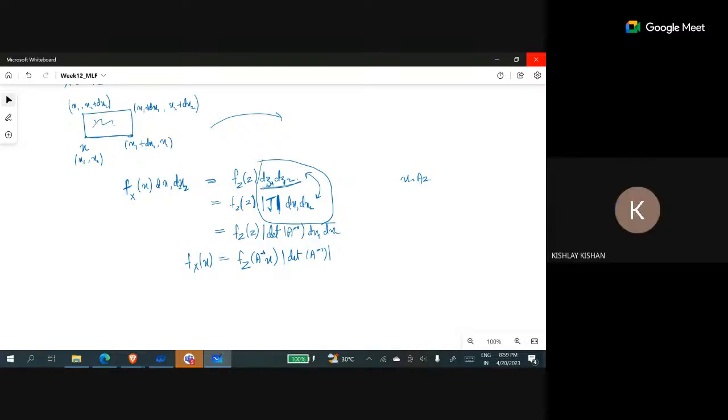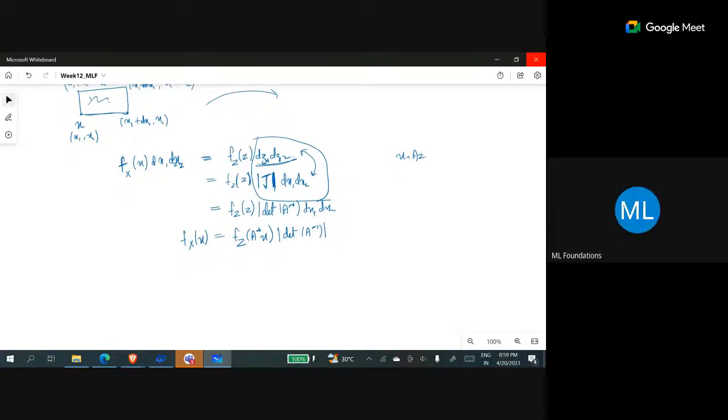So ma'am, please repeat this last line. You can cancel this dx1, dx2 on both sides, right? These sides. Okay. And x was nothing but Az. So this z becomes A inverse x. So you can write your f_X(x) in this form, because x was Az, right?